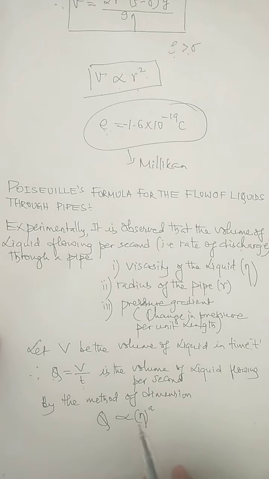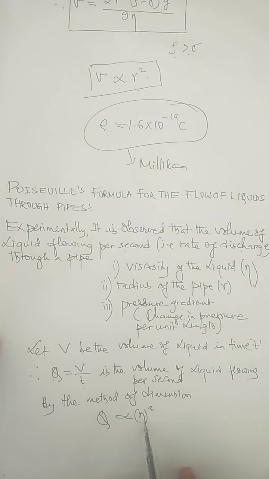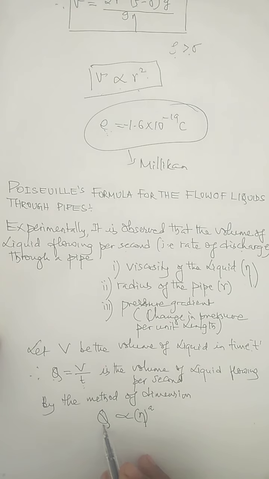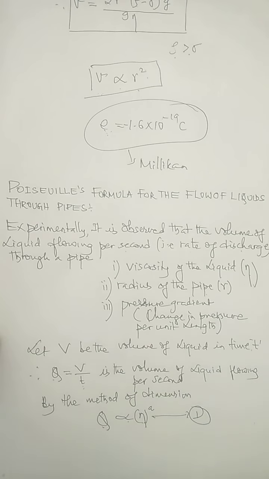So one of the first factors on which the rate of volume of liquid flow depends is the viscosity of the liquid. By the method of dimension, I consider Q is proportional to eta with the power A, where A is the dimension of Q in eta. So let me just give this as equation 1.